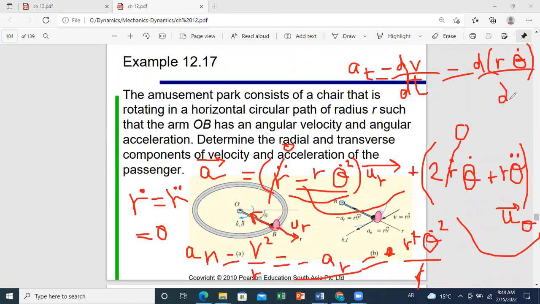And if we do this, since the radius is constant here, we can take it outside of the derivative. And we know that the derivative of theta dot with respect to time is theta dot dot. So a_T is equal to r theta dot dot. And this is what we obtained here. a_T is equal to this component, which is a_theta. So as expected, we got exactly the same result.